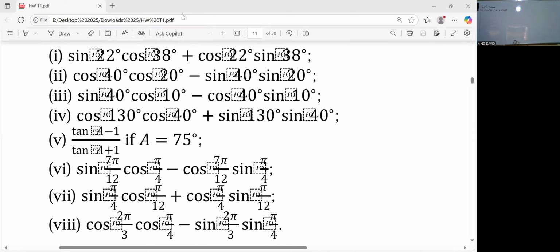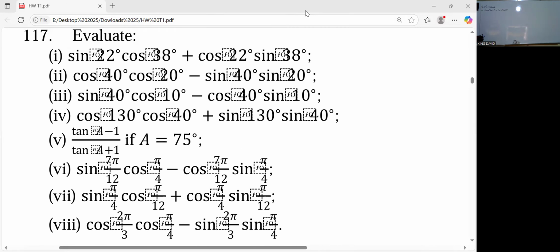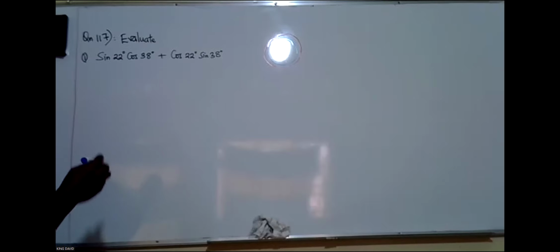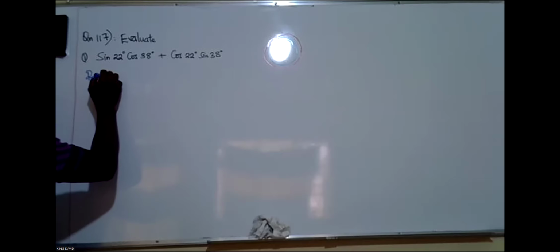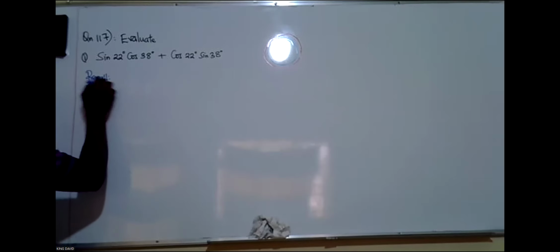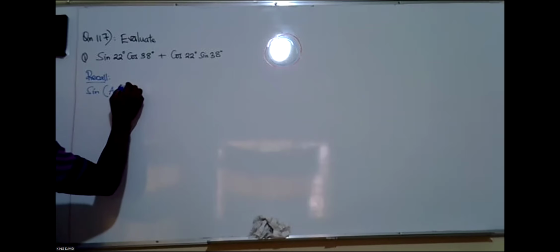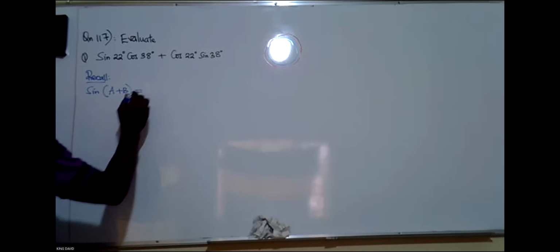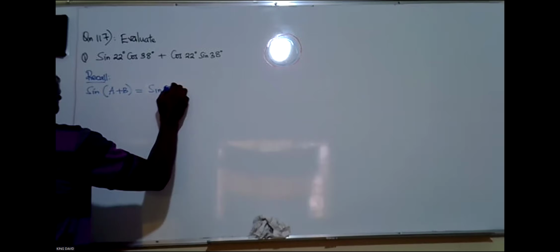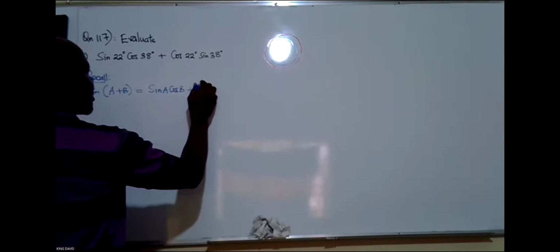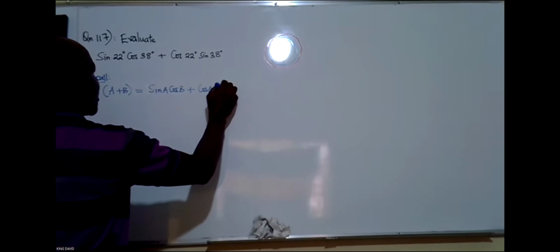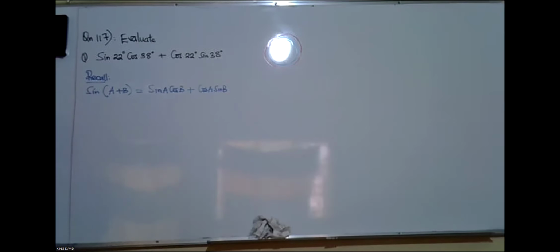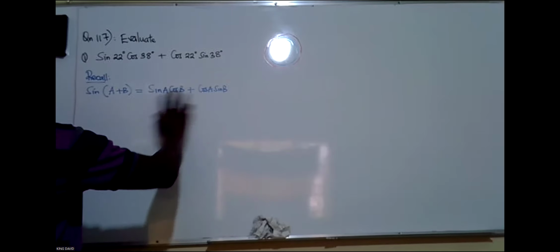If you are to evaluate this, you must be able to recall the compound angle formulas for sine, cos, and tan. So if you are able to recall that sine of A plus B, the expansion for that, these are compound angles. This is the same as the sine of A cos of B plus the cos of A sine of B.